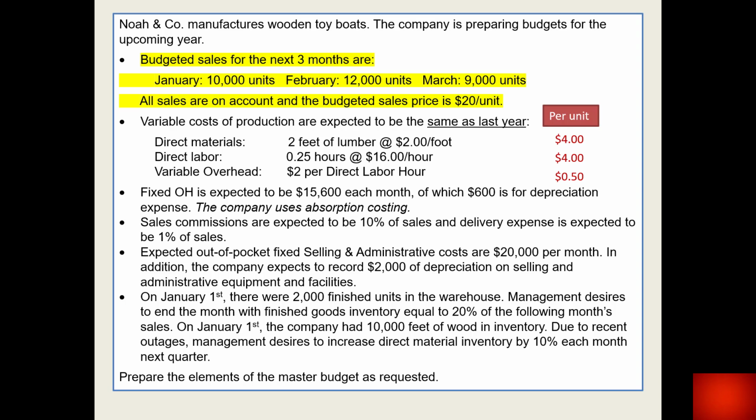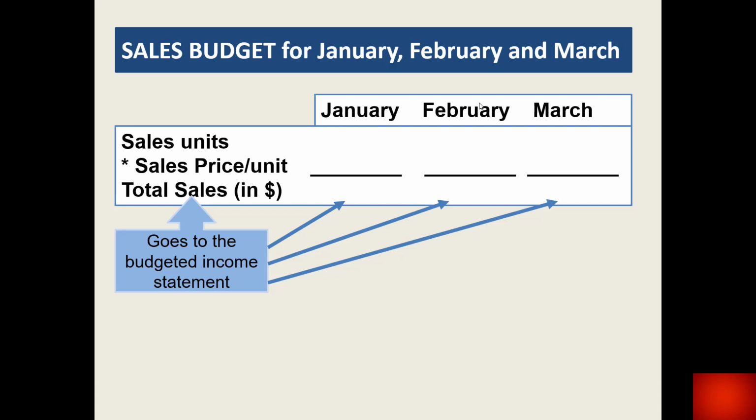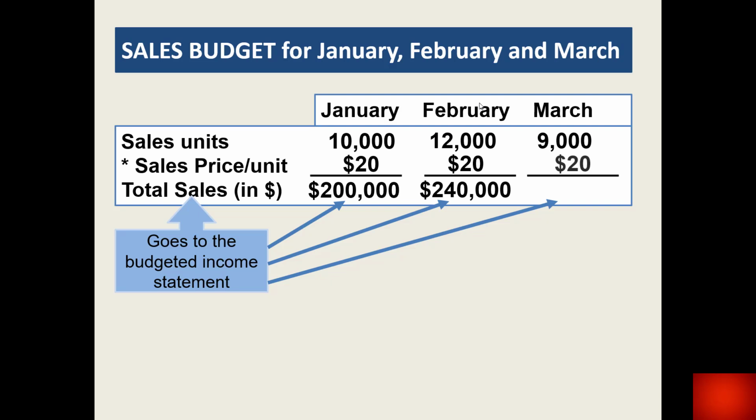From the information provided, what we need to know is the unit sales and the sales price of $20. So we'll put in 10,000, 12,000, and 9,000 units. In January, 10,000 units times $20, sales are $200,000. February, 12,000 units times $20, that's $240,000. 9,000 times $20 is $180,000. Now that is the sales that will go on the income statement.